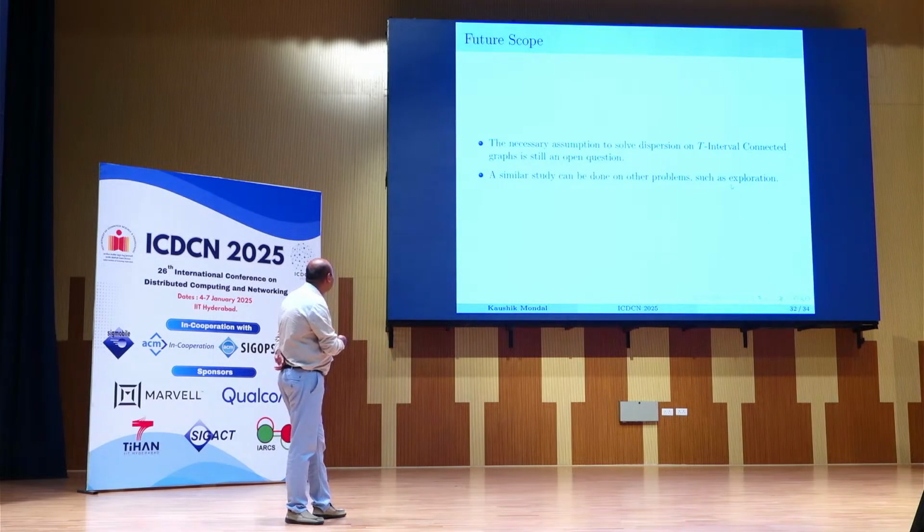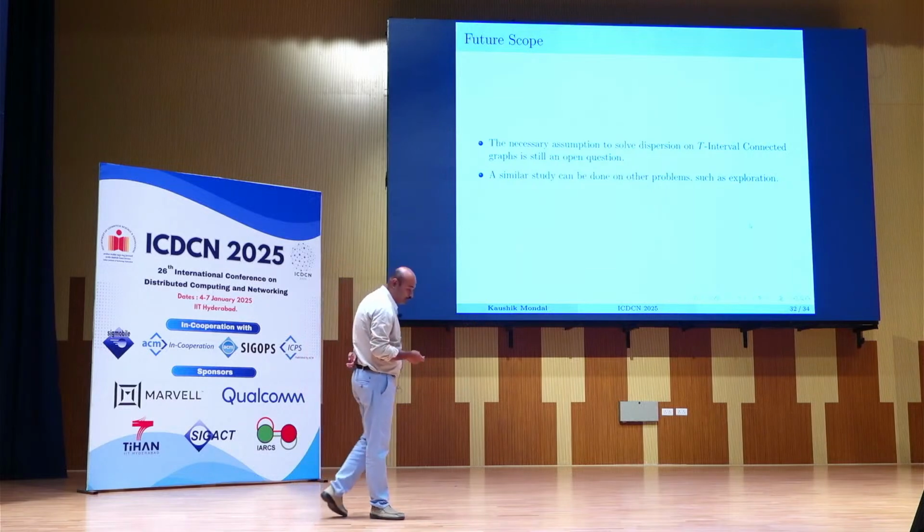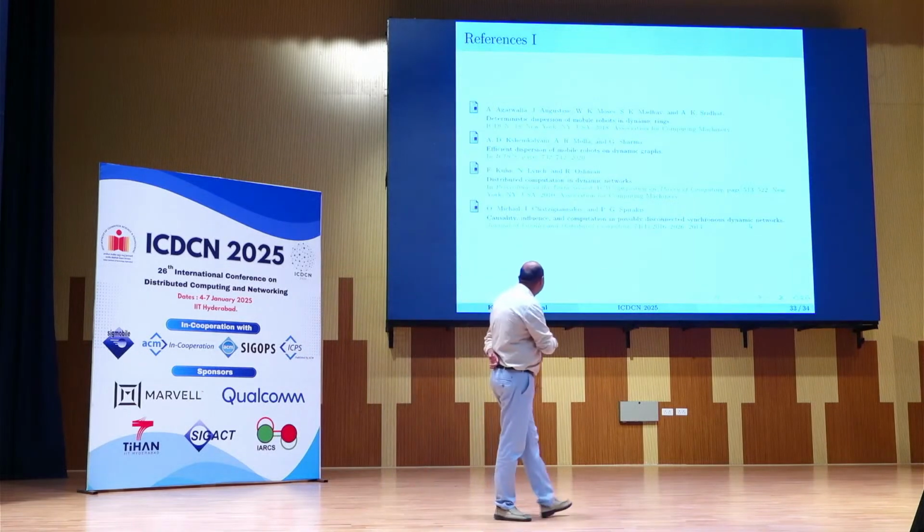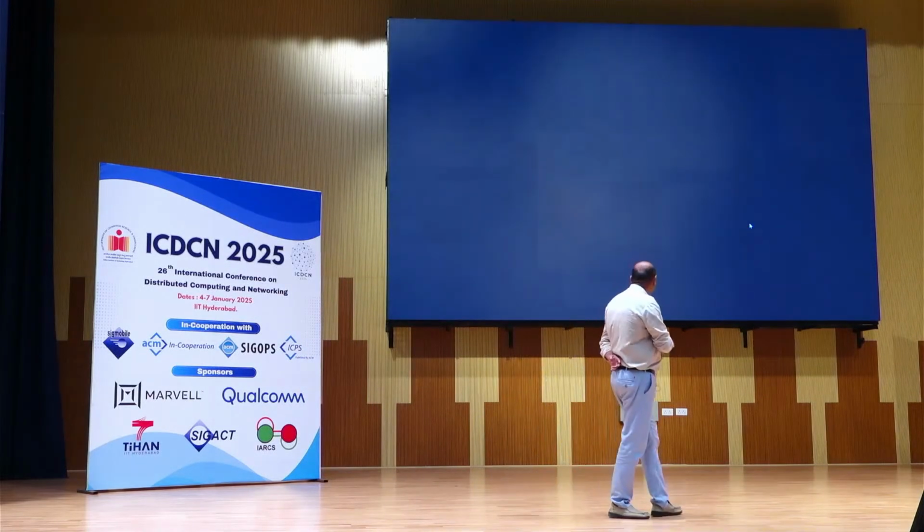So what is the future scope? The necessary assumptions to solve dispersion on interval connected graphs are still an open question, and a similar study can be done on other problems such as exploration. So these are the references.